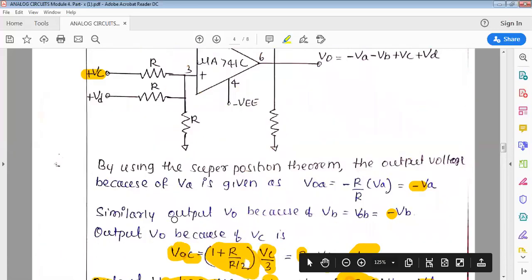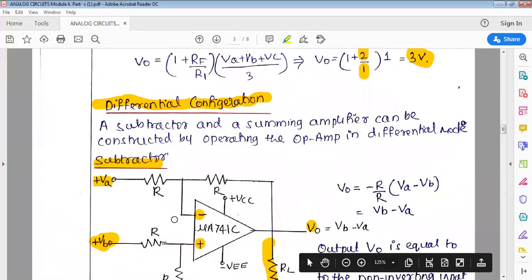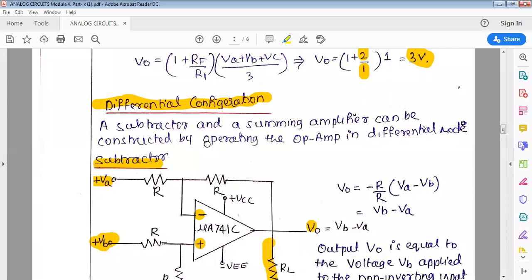So this was about the differential configuration. It is called the differential configuration because I will be applying inputs to both the inverting input terminal and the non-inverting input terminal. That's why it is called the differential configuration. And two circuits we discussed.